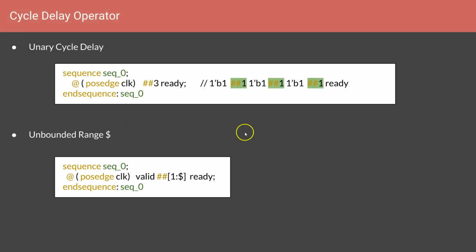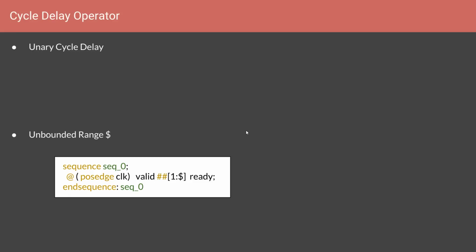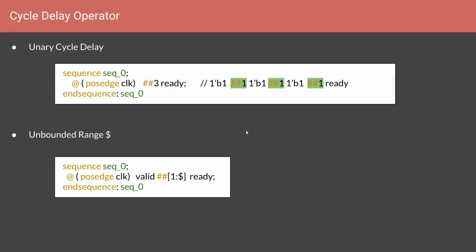Thus, in this lecture, you have learned how to specify different types of delays: a constant delay, a range of delay, a unary delay, or an unbounded range of delay.